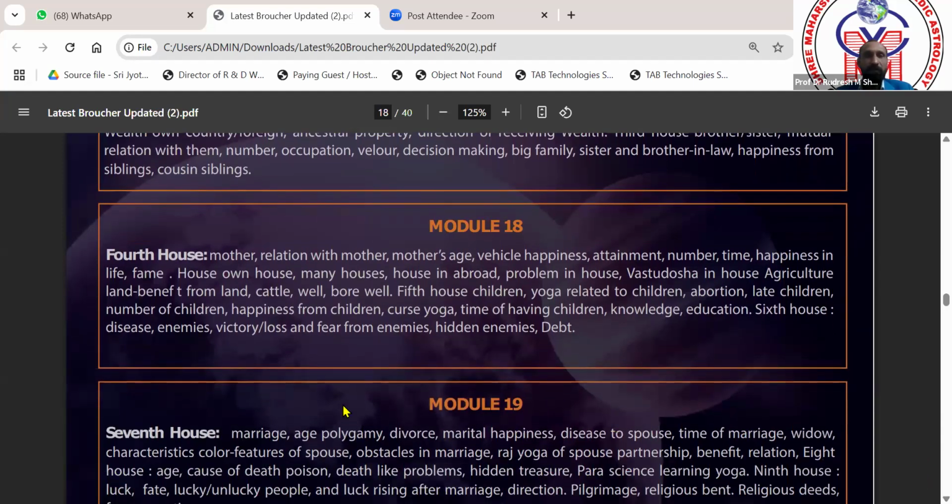Module 18 focuses on the fourth house, where you will understand about the mother, the relationship, whether it is possible to have good relations and good understanding with the mother, the mother's health, also regarding property, movable and immovable properties, and also the education part.